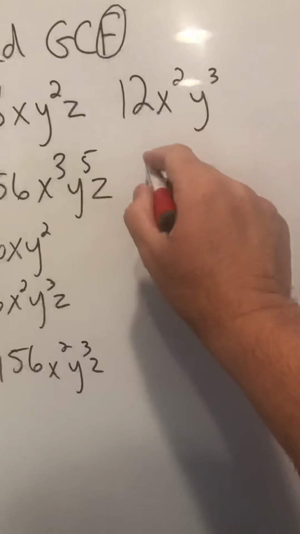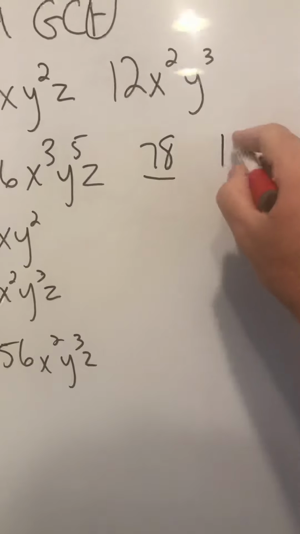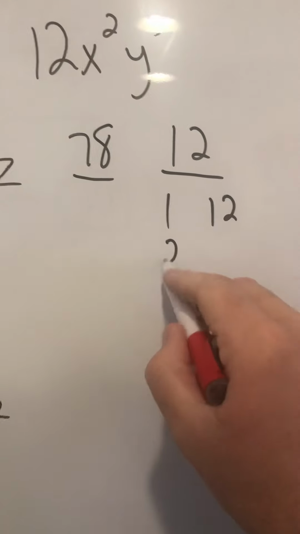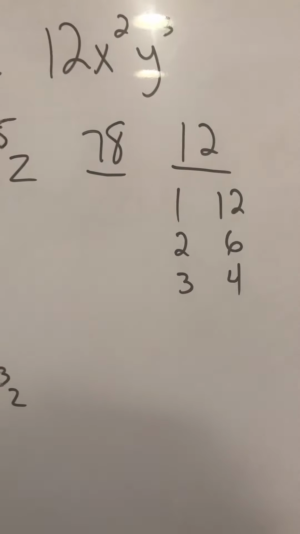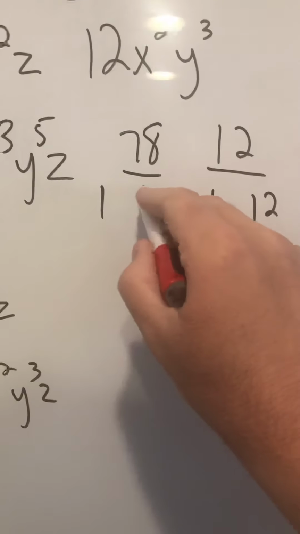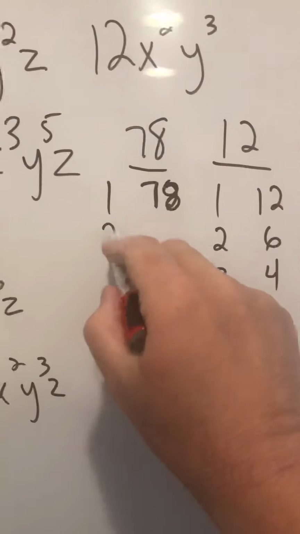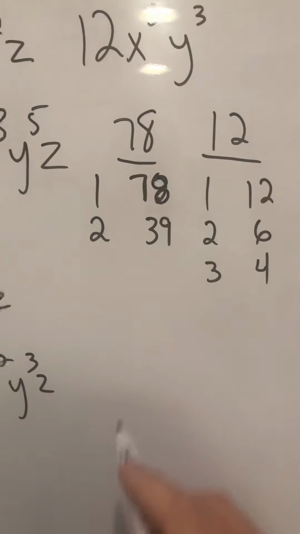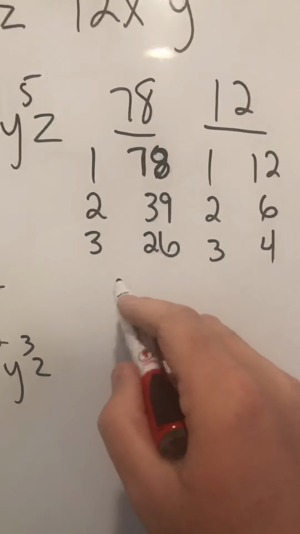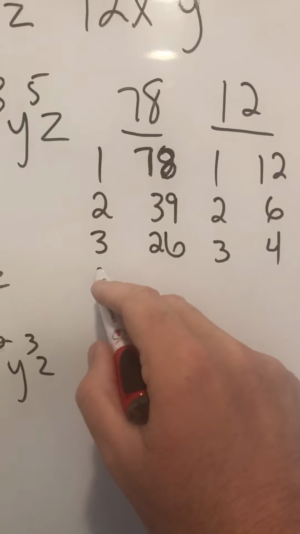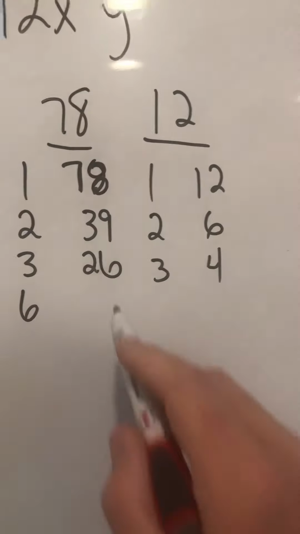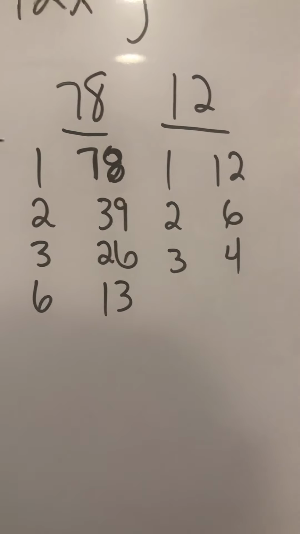So when I'm thinking about that, I'm thinking about 78, and I'm going to list factors, and I'm thinking about 12, and I'm going to list factors. Well, 12 is the easiest one: 1 times 12, 2 times 6, 3 times 4. 78 is a little bit bigger. 1 times 78, 2 times 39, okay? 3 can go into that, 26. 4 is a no, 5's a no. 6 can go into that, and that goes 13 times, and that's it, okay?